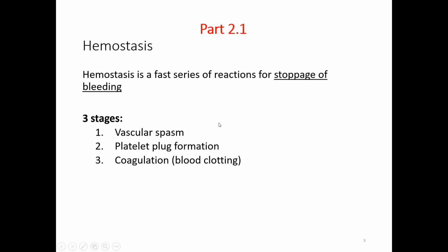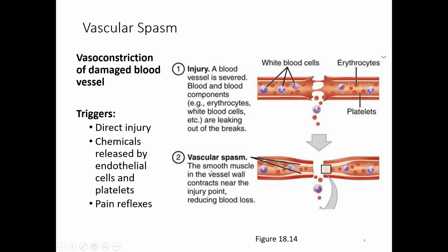What is hemostasis? It's a fast series of reactions for stoppage of bleeding. In case of tissues where injured, blood vessels usually are injured too, and bleeding starts. There are 3 stages to stop it. 1. Vascular spasm. 2. Platelet plug formation. And 3. Coagulation.